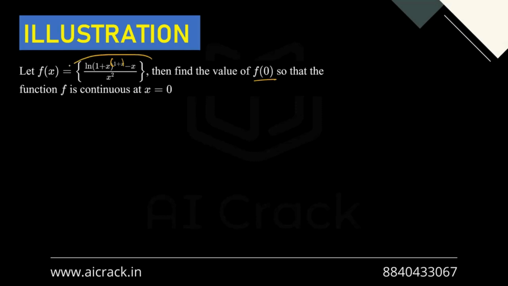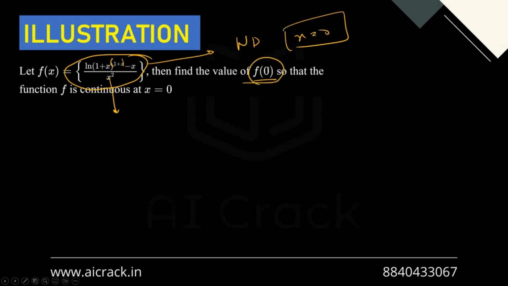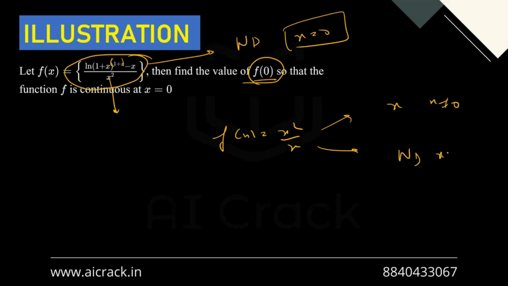As of now, if we consider just this function, this is not defined at x equals 0. Why? Because we have x in the denominator. So this function is not defined at x equals 0. But the question is saying we have to define the value of f(0) so that the function becomes continuous. It's pretty obvious, right? It's the same as this example, f(x) equals x square by x, right? And this function was actually x when x not equals 0 and not defined when x equals 0.